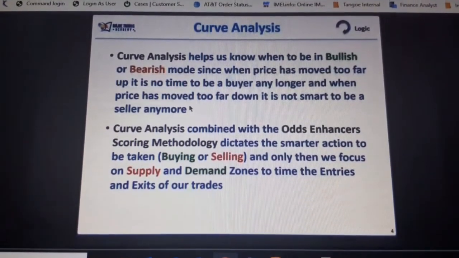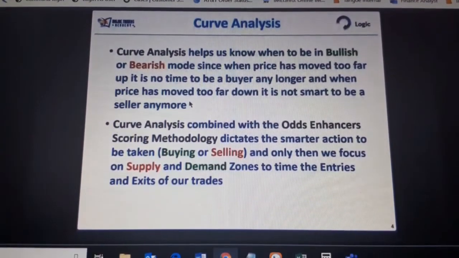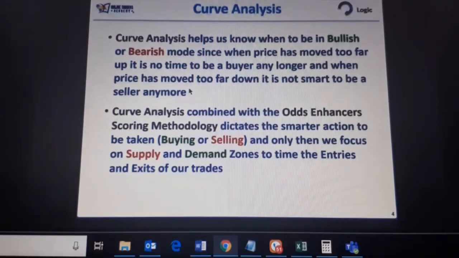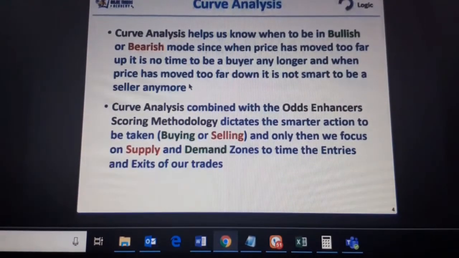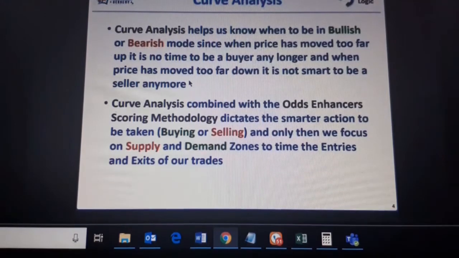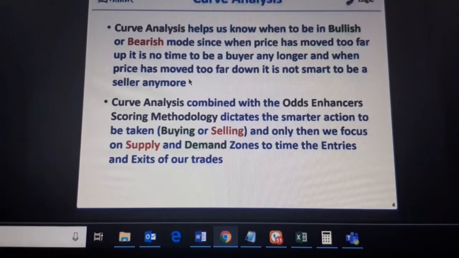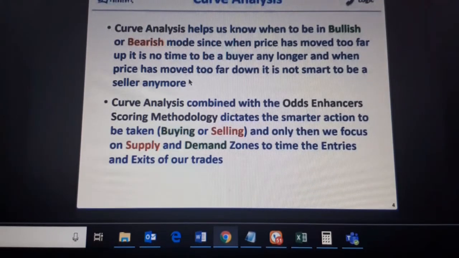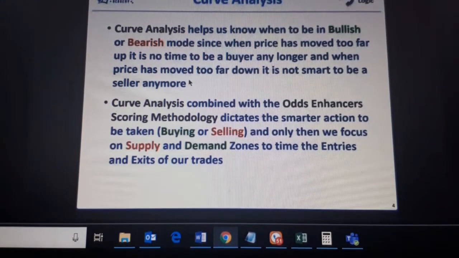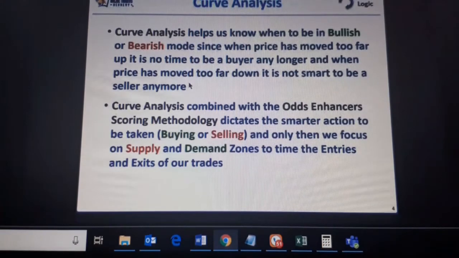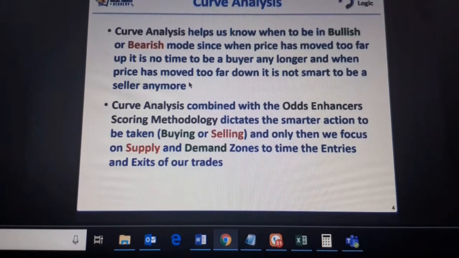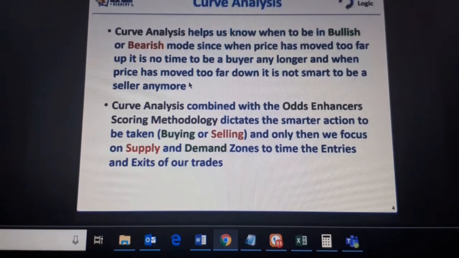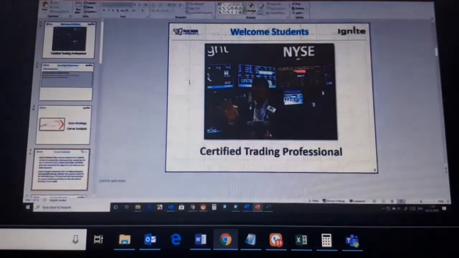Friends, is it smart to be a buyer when the price has moved into a retail pricing area? Similarly, when the price has moved too far down, is it smart to be a seller anymore? No, right? So now let me just ask you something over here.